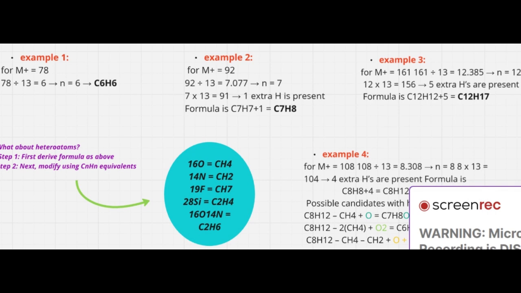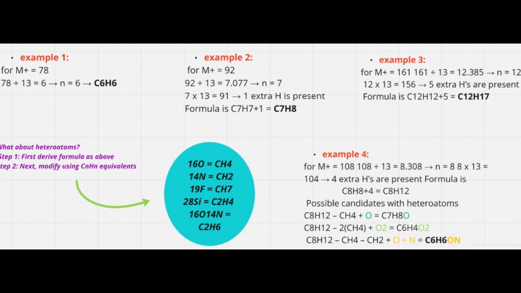Okay, now what about the heteroatoms? For heteroatoms, like oxygen, nitrogen, fluorine, sulfur, we have to add these into the molecular formula. For this, first we have to derive the formula as above, that we have discussed in the above examples. And now when we have to add any heteroatom, we have to subtract the equivalent mass from the formula.